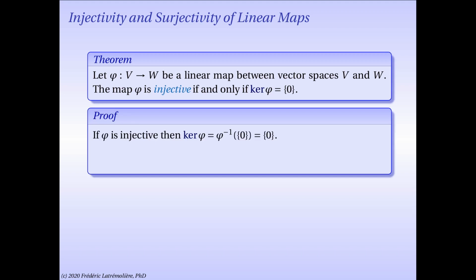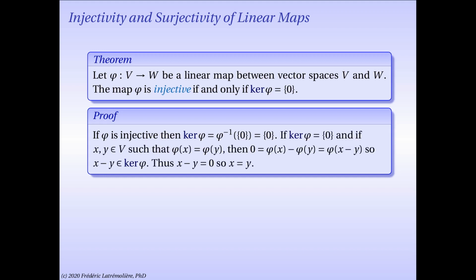The proof is fairly straightforward. If phi is injective, then the kernel, being the pre-image of a singleton, must be a singleton. Well, the function is one-to-one, so this follows immediately. There's no other vector in V that can map to 0, since we already know that phi of 0 is 0 and phi is injective.